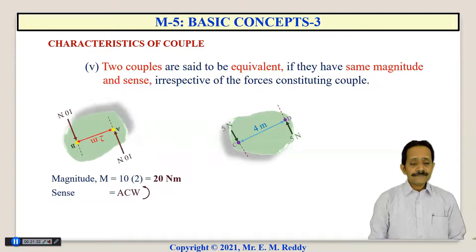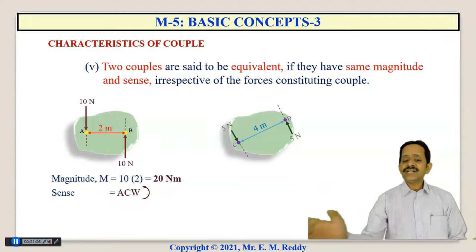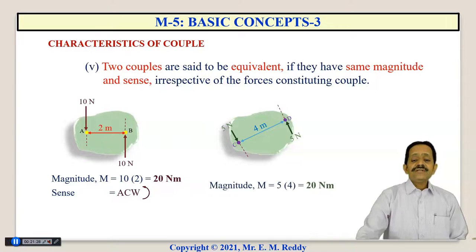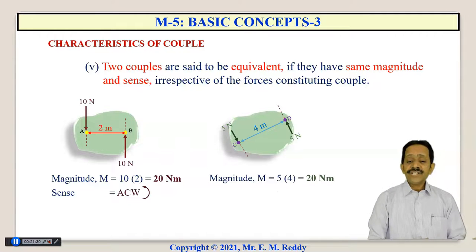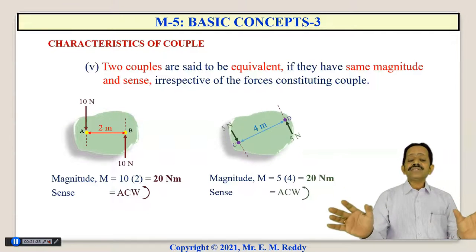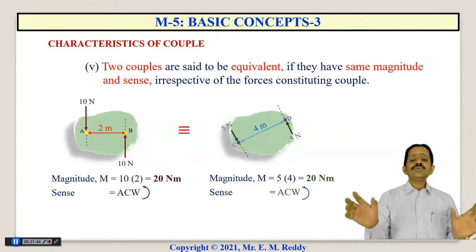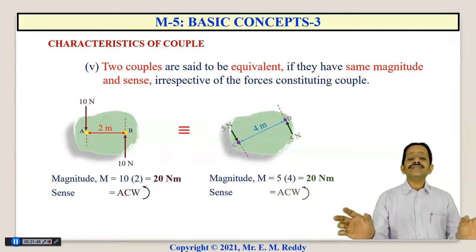anti-clockwise direction. Similarly, what is the magnitude of the moment of the other couple? So it is 5 into 4, 20 Newton meter. Again, the sense of rotation is anti-clockwise. So here both the couples have the same magnitude and sense. Then you can say that these two couples are equivalent, irrespective of the forces constituting the couple.